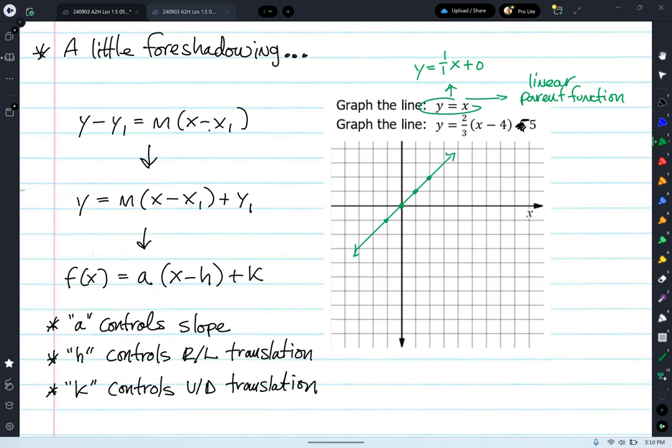Okay. Now, you'll see that we have this newly formatted parent function here with our A, our H, and our K. See that? Now our A controls the slope of the line, right? So here's your parent function line. You're looking at it right here, right? Here's your coordinate plane right here. Here's your 0, 0, y-intercept, right? You've got this parent function of this line, right?